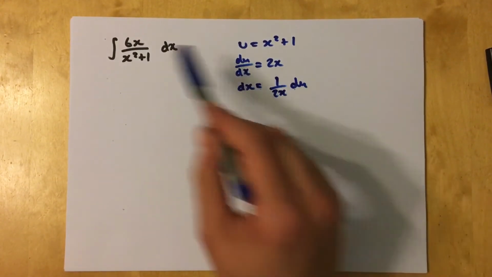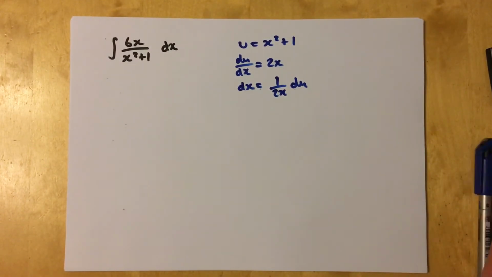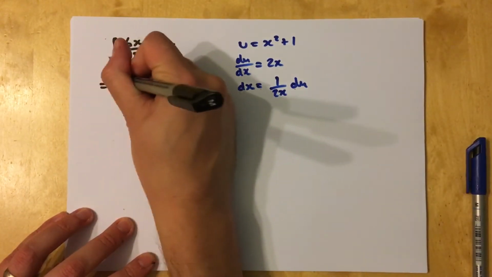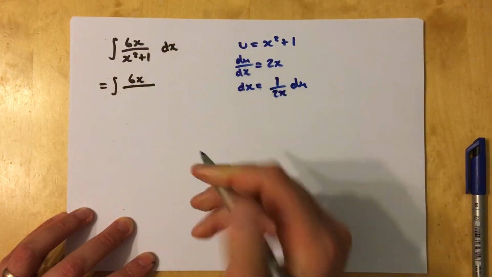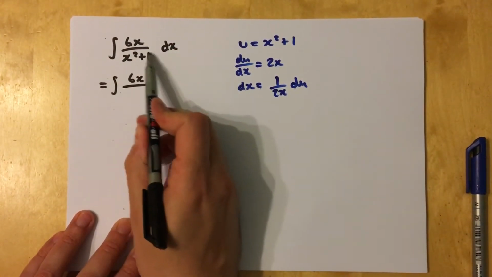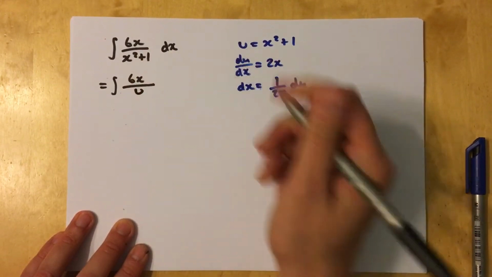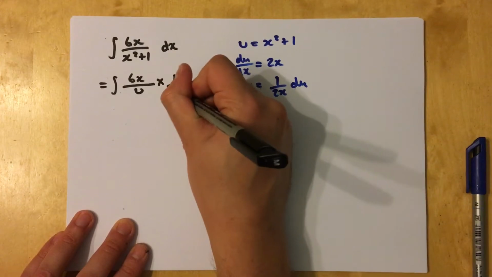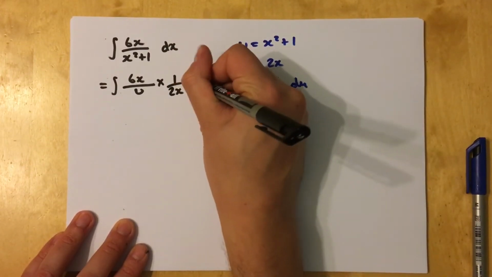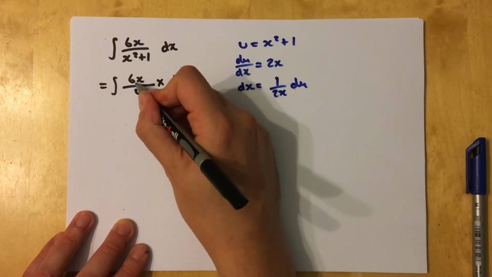Okay, so now we're ready to make our substitutions. So we end up with 6x over u multiplied by 1 over 2x du. Again, we have that lovely situation where the x's are cancelling.